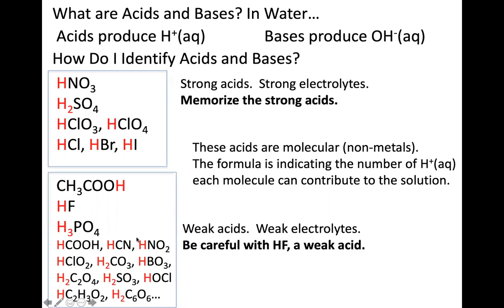How do I make sense out of all of these? The easiest strategy, memorize the strong acids. Look how many I have there. 1, 2, 3, 4, 5, 6, 7 strong acids. How many weak acids are there? Hundreds and hundreds and hundreds of them. The easiest strategy, let's memorize the strong ones.